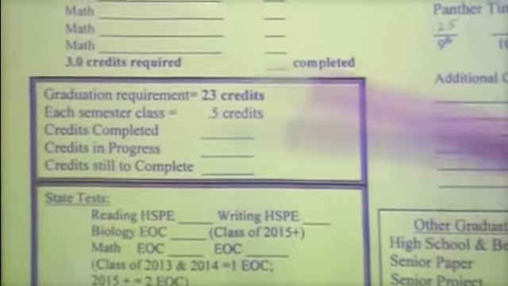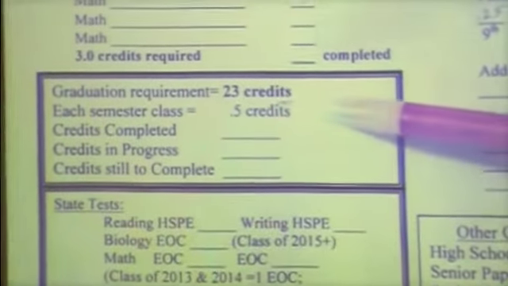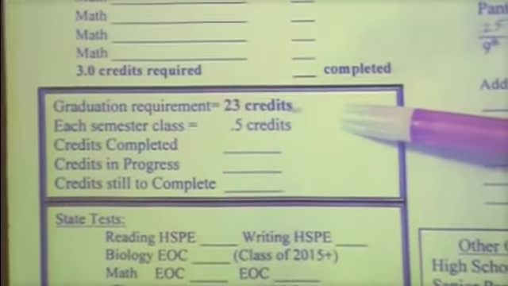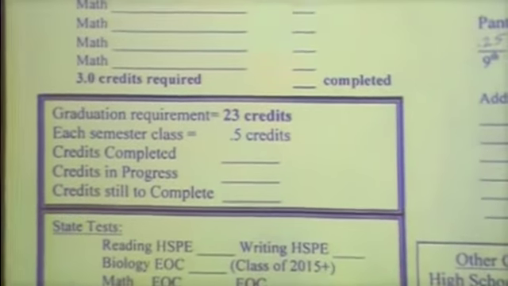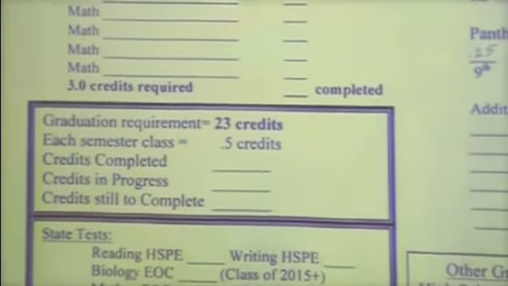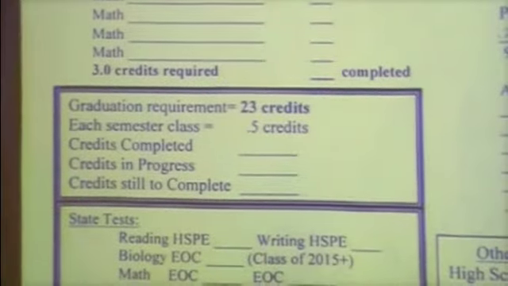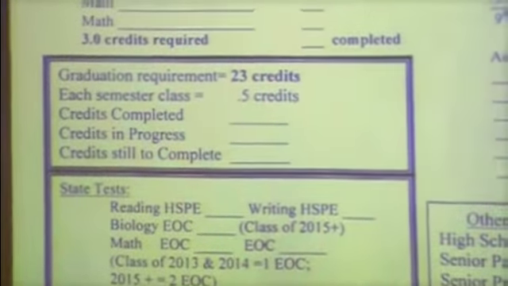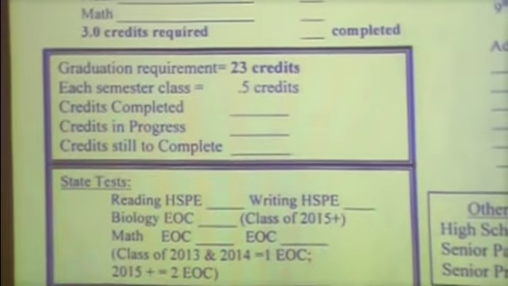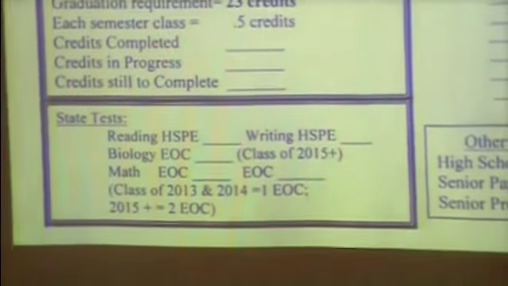The first bold box on your left-hand side says graduation requirement, 23 credits. Each semester class is worth a 0.5. So today you could actually go through and count out how many credits you've already completed, credits in progress, so credits you're registered for the second semester, and what credits you still have to complete.